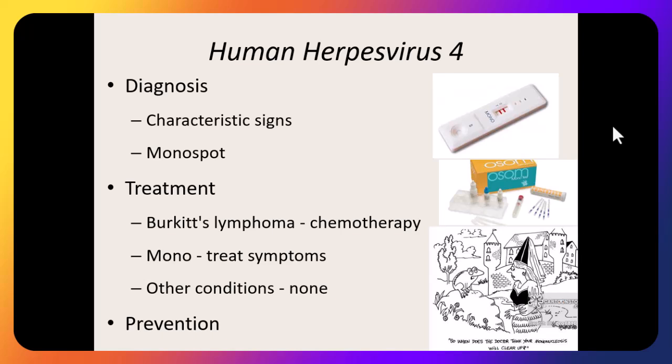Now, treatment: it eventually will go away on its own. You treat symptoms. If you get a sore throat, take some ibuprofen; fever, ibuprofen; you're tired, sleep. It's treating the symptoms, and it eventually goes away. If you have some type of cancer caused by it, you may have to undergo some type of cancer treatment. Otherwise, for other conditions, there's really not a whole lot we've got. Your best bet is prevention.